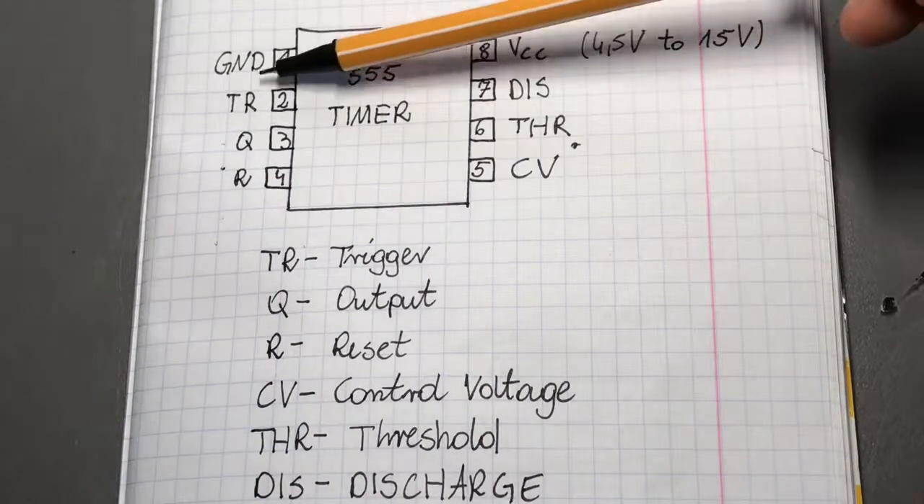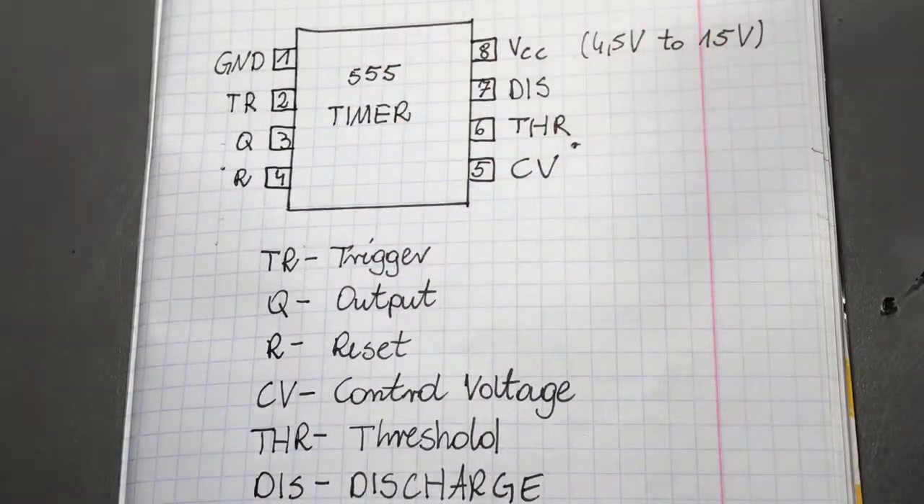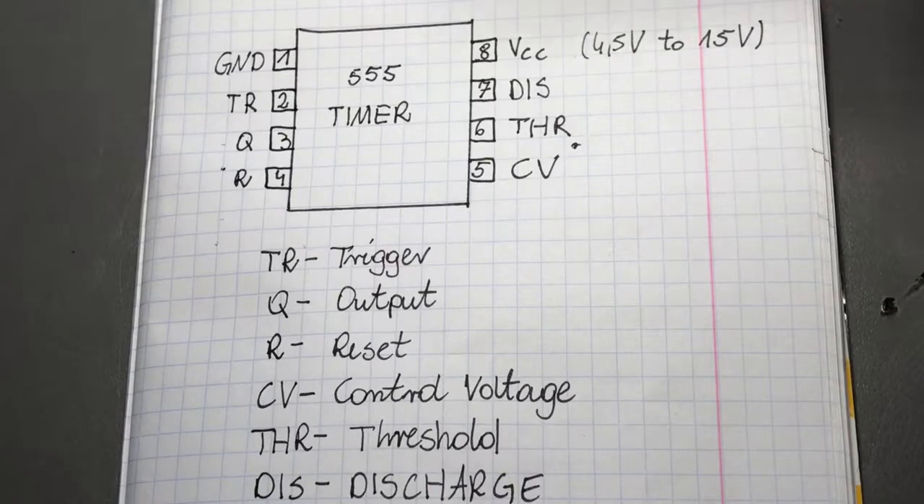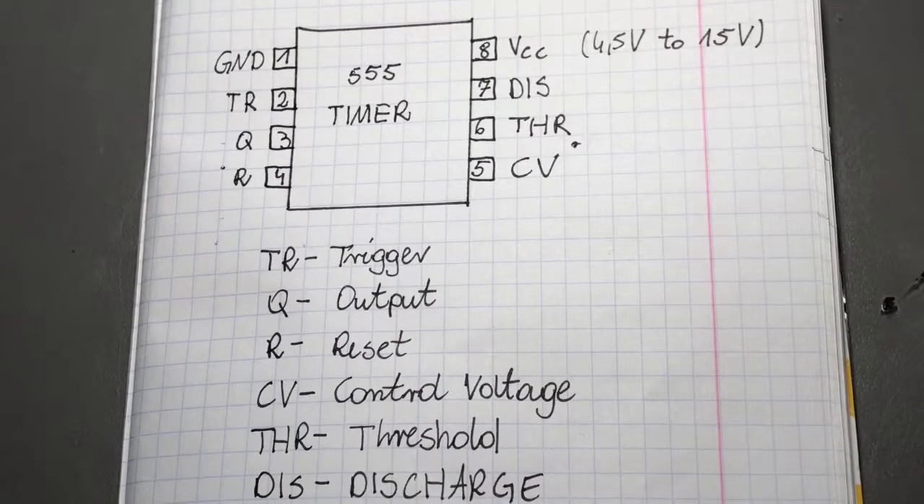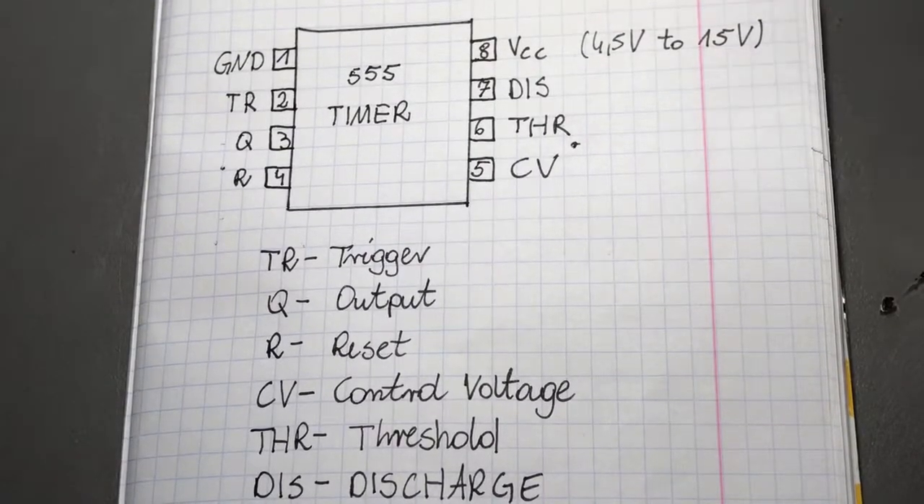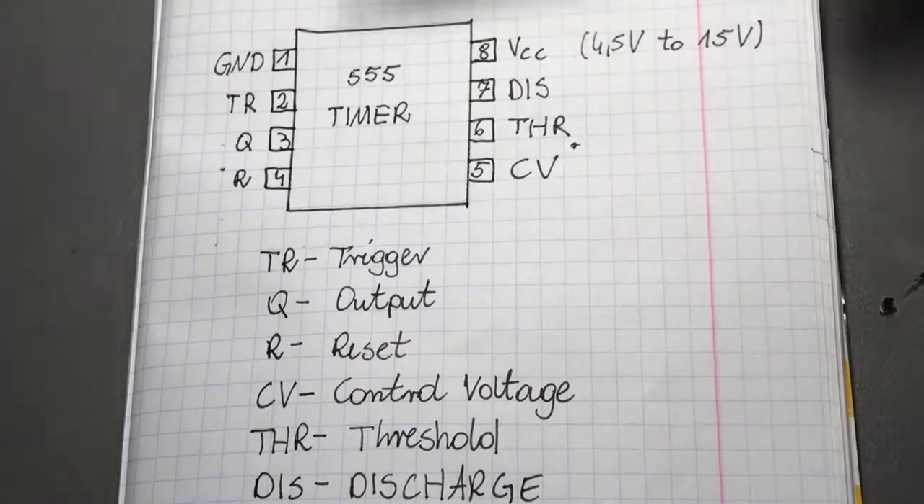Here I have a little diagram of the pinout, but it is used mainly to generate a constant frequency square wave, which can be modulated a bit with some filters to other waveforms, but the biggest use of it is just to generate a constant frequency signal. Here we have a few pins.